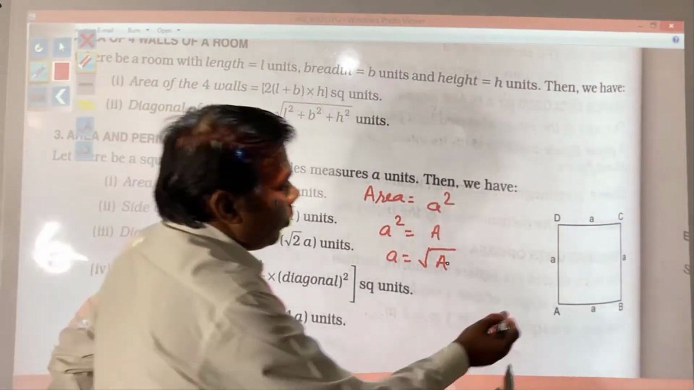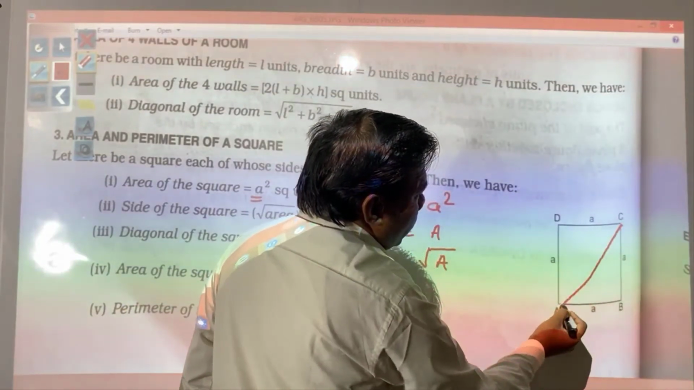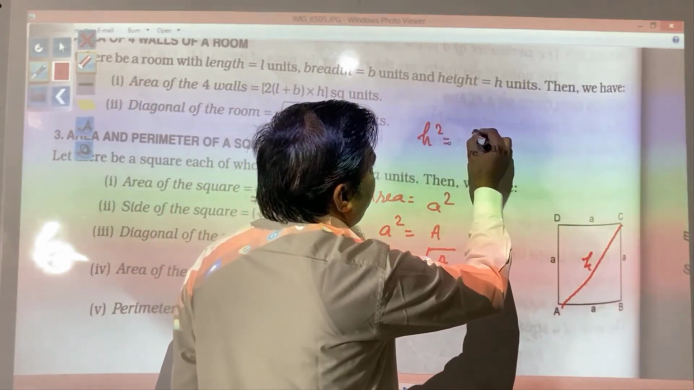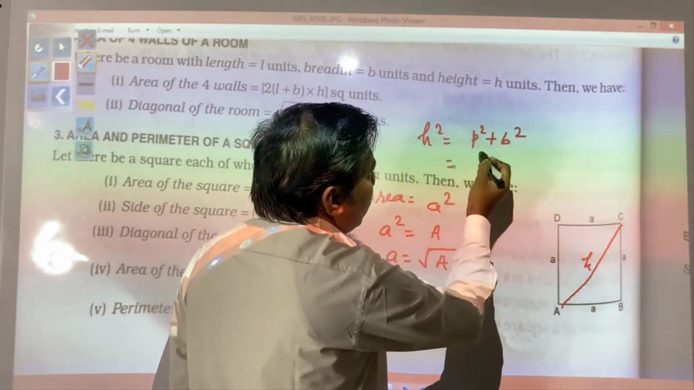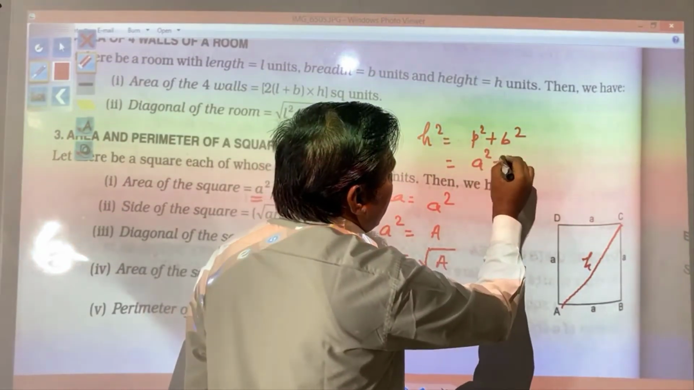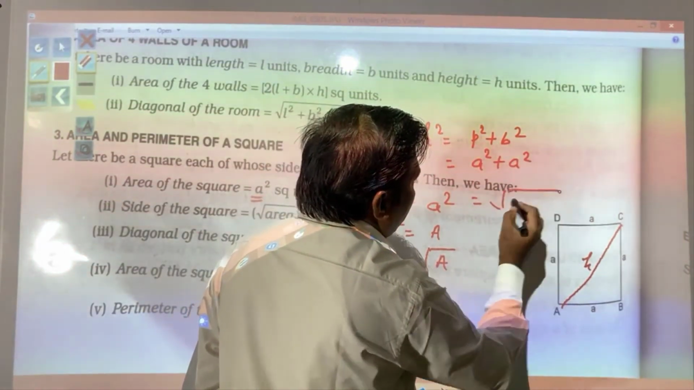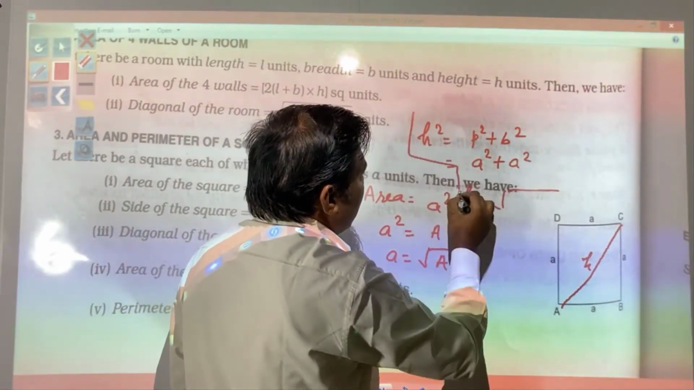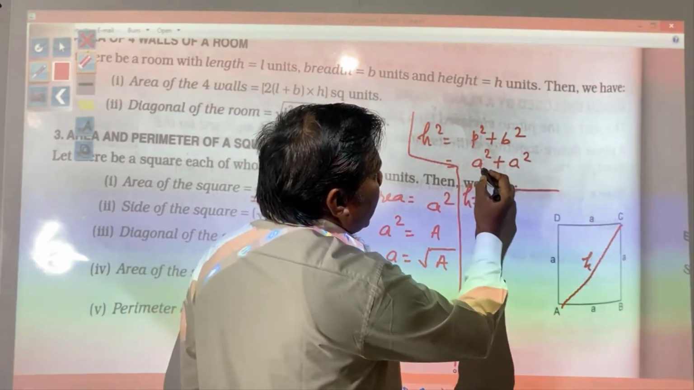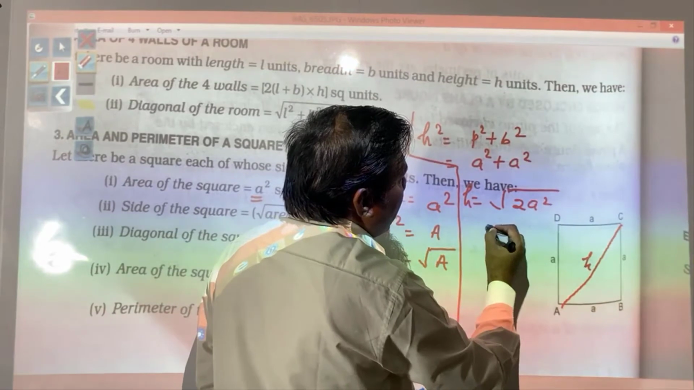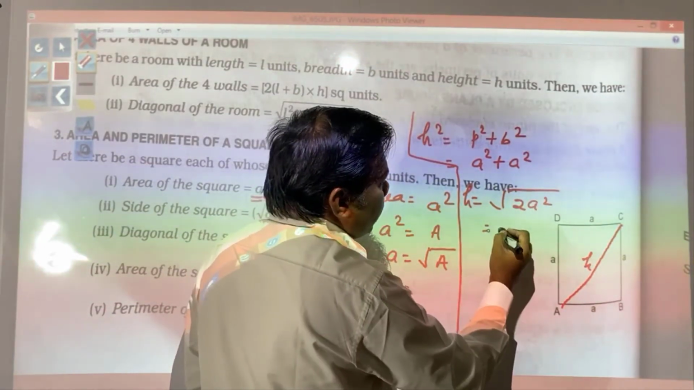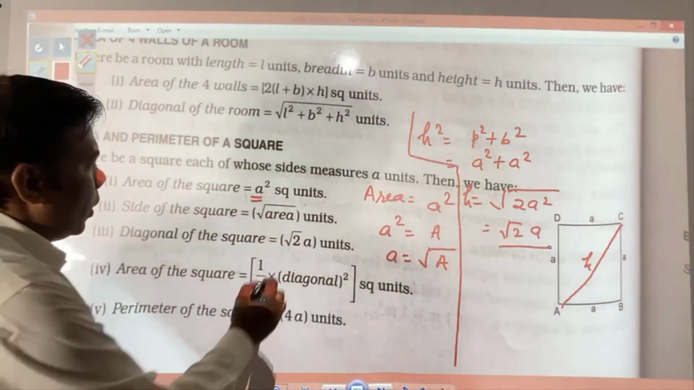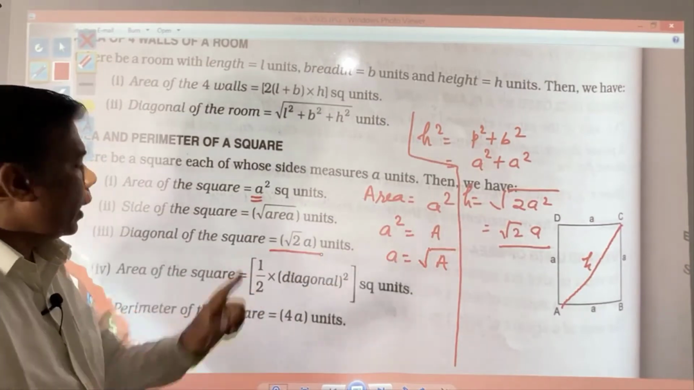Diagonal of the square, in the same way we will find it here also. Suppose this is H. So H square is equal to P square plus B square, the formula I have told you. In place of P and B you have A and A. So H will be equal to root under A square plus A square, which means 2A square, so this will become root 2 A, or you can write A root 2. So A root 2 unit will be your diagonal.